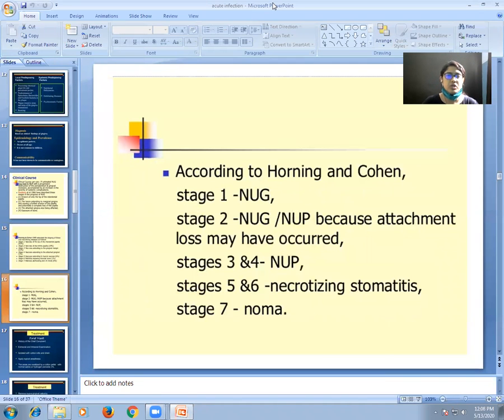skin of the cheek. So according to Horning and Cohen et al., first stage is only acute necrotizing gingivitis. Second stage is acute necrotizing gingivitis or acute necrotizing ulcerative periodontitis, because in some patients attachment loss occurs, which then results in acute necrotizing periodontitis. Third and fourth stage, which is given by Cohen, is strictly necrotizing ulcerative periodontitis. Why? Because it affects the bone. Fifth and sixth stage is necrotizing stomatitis, and seventh stage is noma.